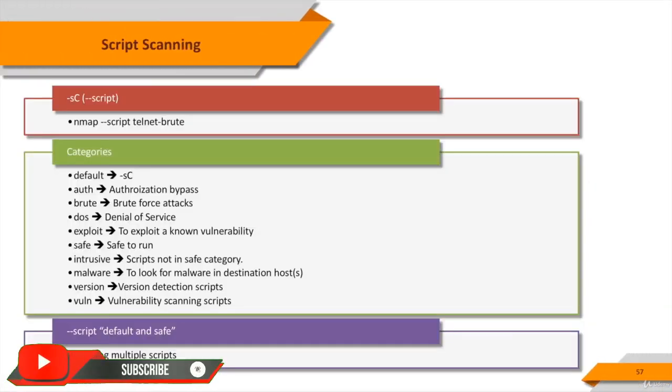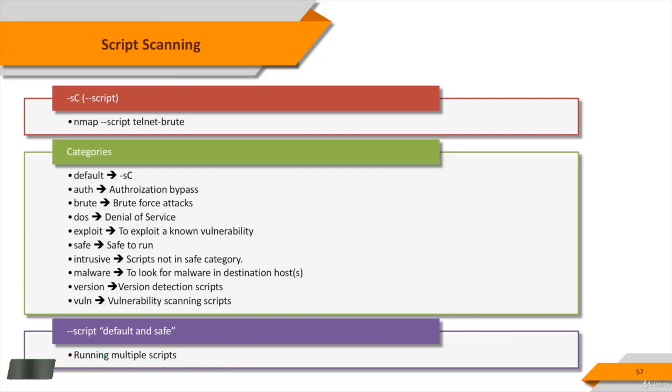Okay, so let's get to it. NSE is activated with the -sC option, or --script if you wish to specify a custom set of scripts. Script scanning is normally done in combination with a port scan because scripts may be run or not run depending on the port states found by the scan. You can use -sC to perform a script scan using the default set of scripts. It is equivalent to --script=default.